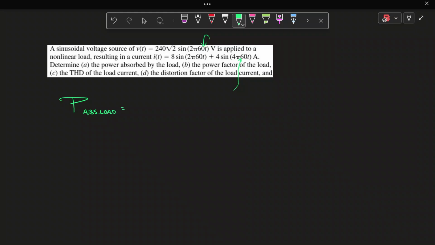Now, there is an equation we can use in this case, and this equation works for nonlinear loads, linear loads, or nonlinear sources. No matter what you do, this will work. What you will do is take the DC components, multiply them together, and then add the summation from n equals 1 to infinity of Vn times In over 2 times the power factor, or the cosine of the angle between them.